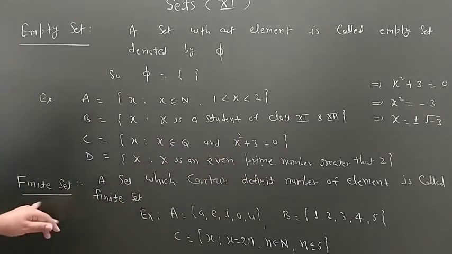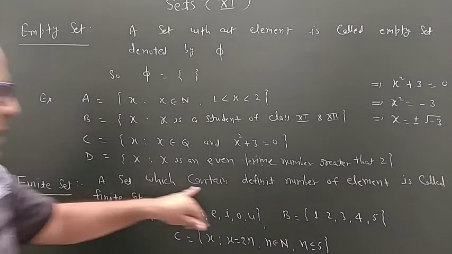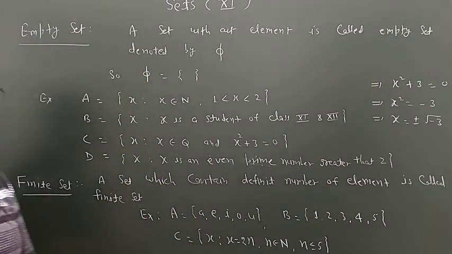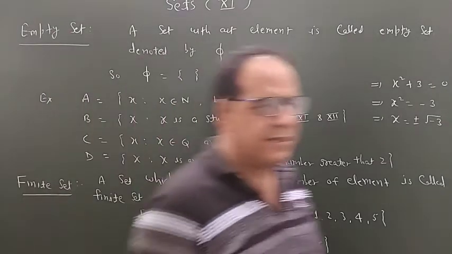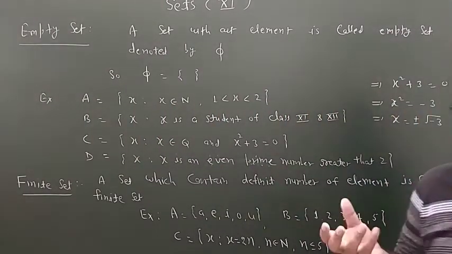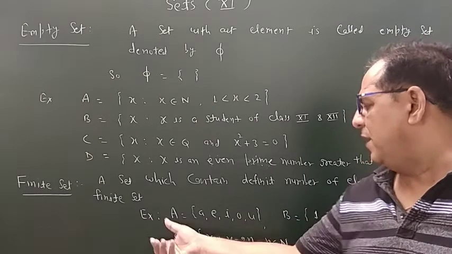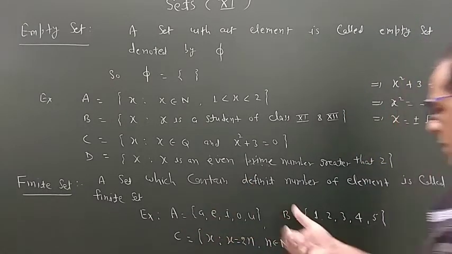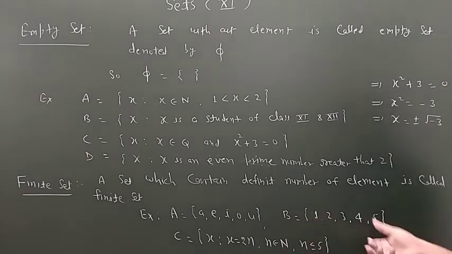Next, finite set. A set which contains a definite number of elements is called a finite set. That means in a finite set the number of elements is countable. For example, A equal to {a, e, i, o, u}. Clearly there are 5 elements only. B equal to {1, 2, 3, 4, 5}. There are only 5 elements there.